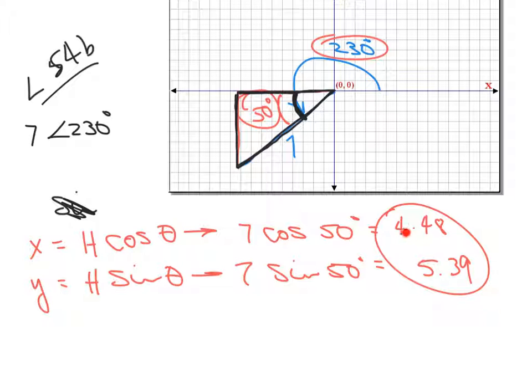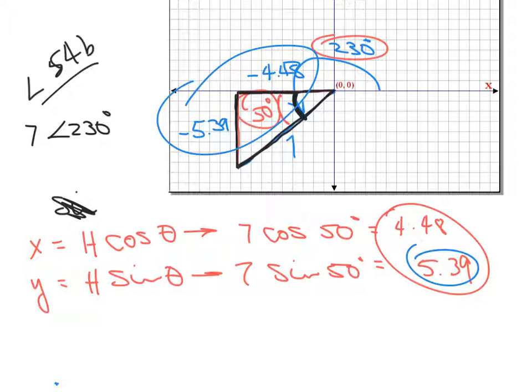Now let's see where those are. I'm not sure what your calculator will do. Some calculators will make this negative, some won't. But let's look and see where this point right here is. We had to go over to the left, 4.48, so that's actually negative 4.48 on the x-axis, right? And this is negative 5.39.